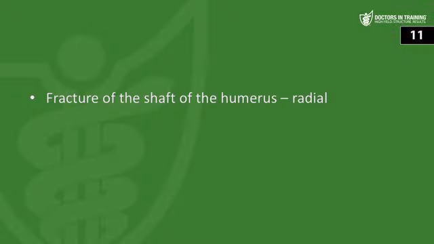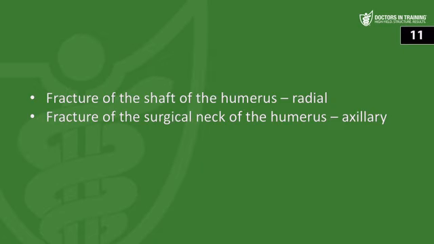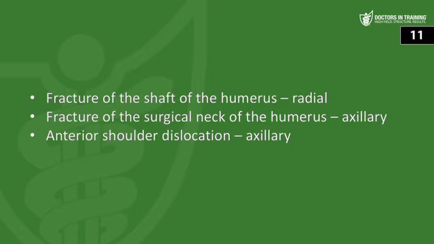Next, what nerve is most at risk of injury with the following types of injury? First, we have fracture of the shaft of the humerus. Remember we talked about this? That's that radial nerve again. Fracture of the surgical neck of the humerus. That's going to be the axillary nerve. Anterior shoulder dislocation, axillary nerve again. And then injury to the carpal tunnel. That's going to be median nerve.